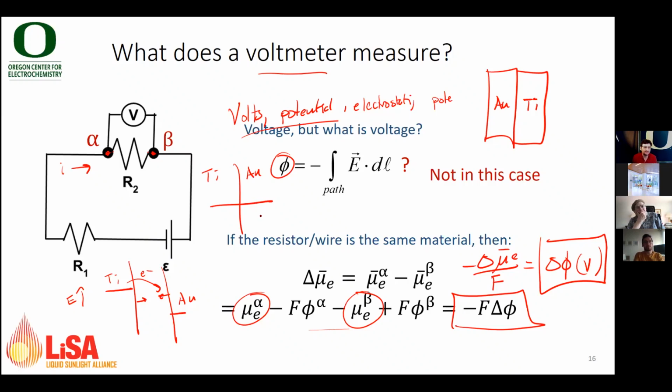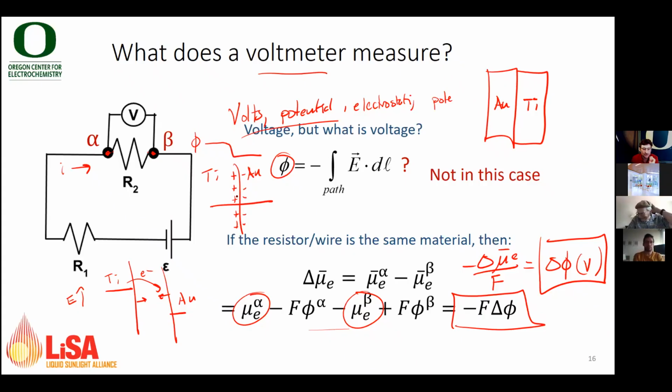So how did that happen? Well, you have to leave some positive charge in the titanium as the electrons flow to the gold, and some negative charge in the gold. This leads to a step. If I wanted to plot phi, and I think about my positive test charge, there's going to be a step in the electrostatic potential going across this interface.